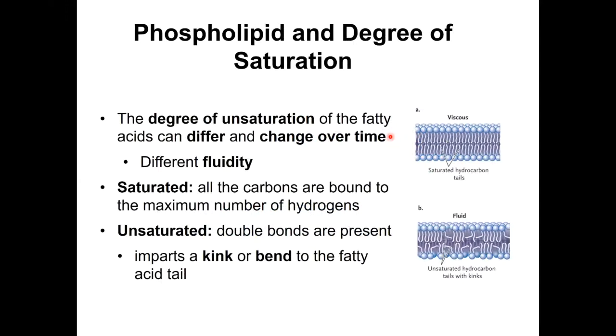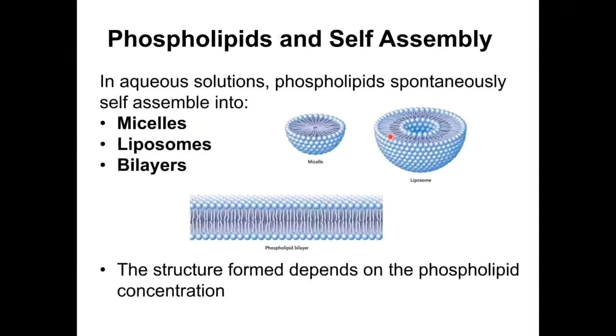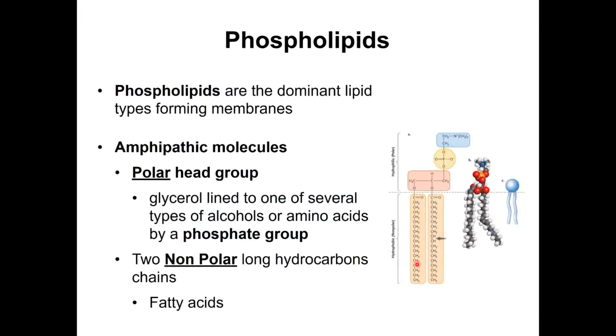Now, the composition of the phospholipids has a big impact on the fluidity of the resulting membrane. If you remember, we talked about how membranes are fluid, how the phospholipids move around and the proteins as well. This is affected by the type of phospholipids that you have making the membrane here.